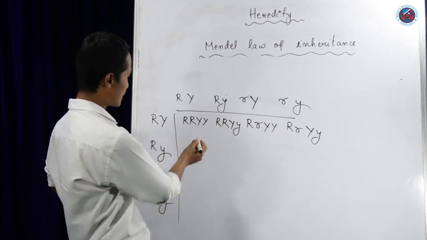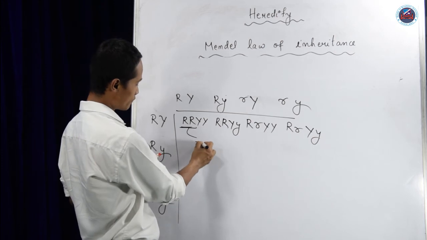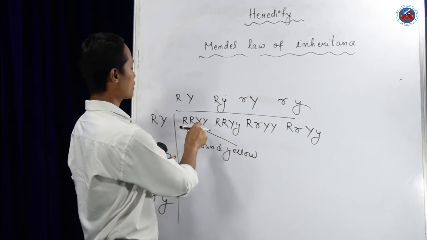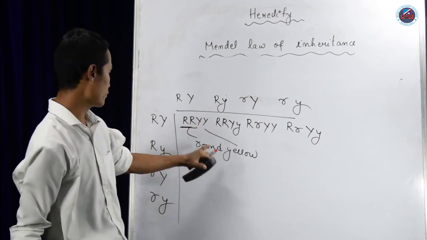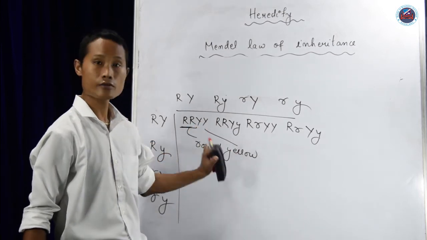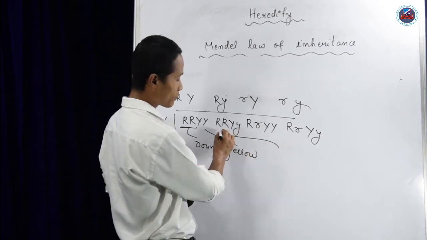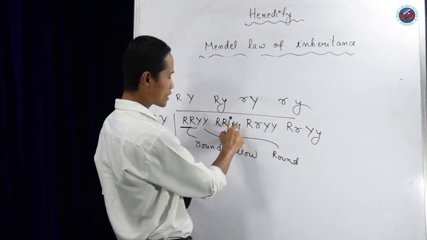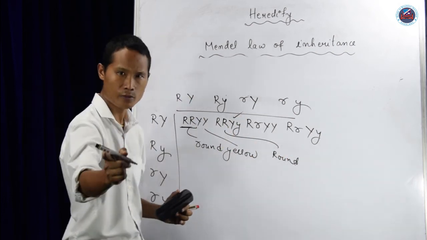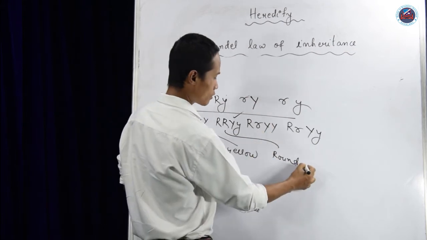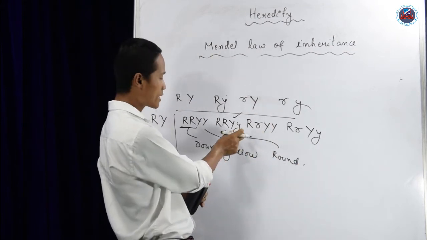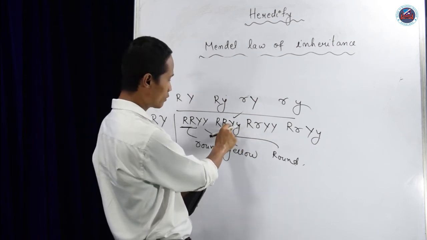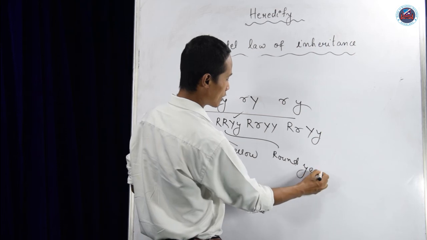Now, let's discuss this. Capital R means what? Round. Capital Y is yellow. It means that this plant has the characters yellow and round. Same as here: capital R will be round. Capital Y, small y: dominant character, the law of dominance. So the plant will show, even though it is heterozygous, the dominant allele. So capital Y will always show yellow color.